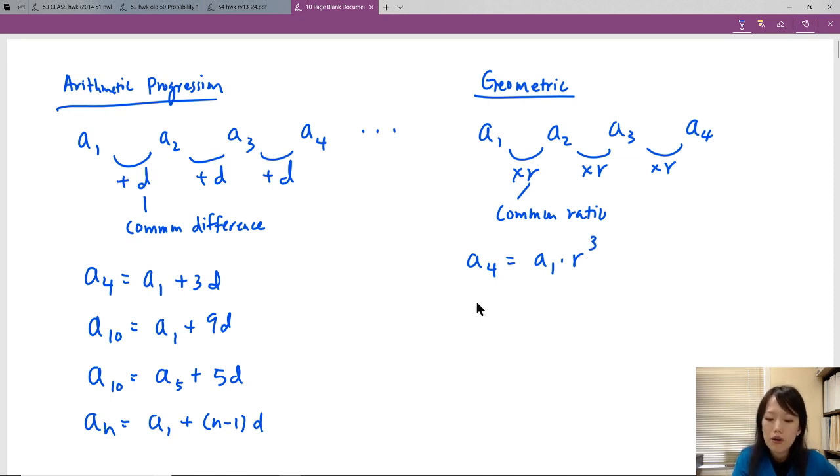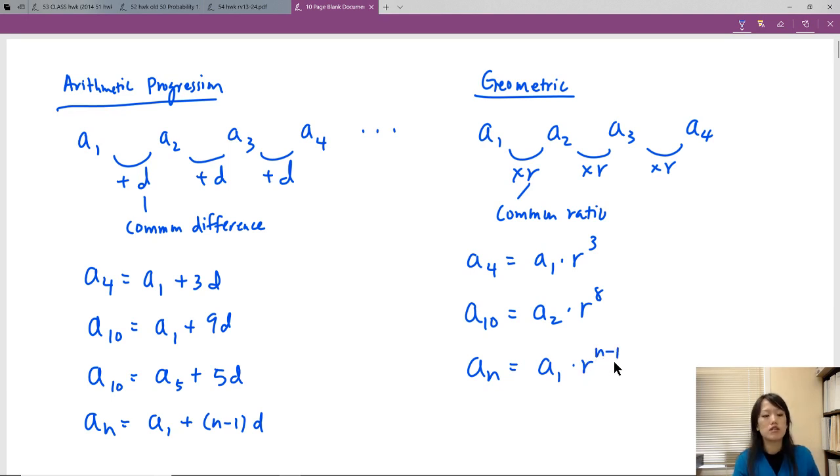Right? Okay, then what about if I have a to the 10 equals a to the 2 times r to the 10 minus 2? 8. Right? That's pretty easy. But the general form is a sub n. If you start with 1, then you say r to the n minus 1. That's it. That's all we're doing for the arithmetic and geometric. So understanding the common ratio idea, right? And if it's linear, it's like that.